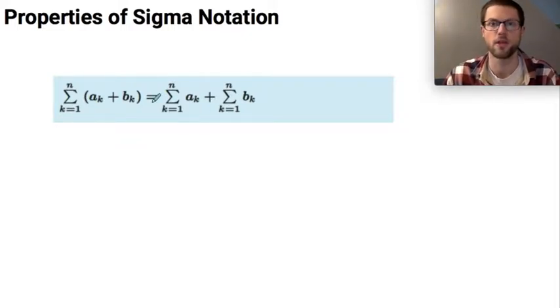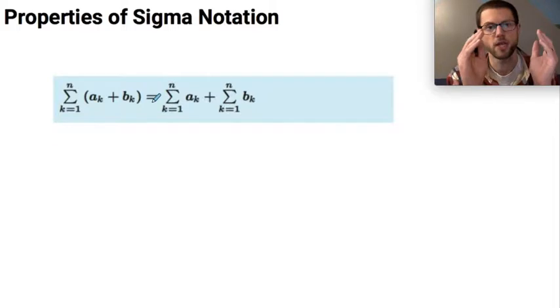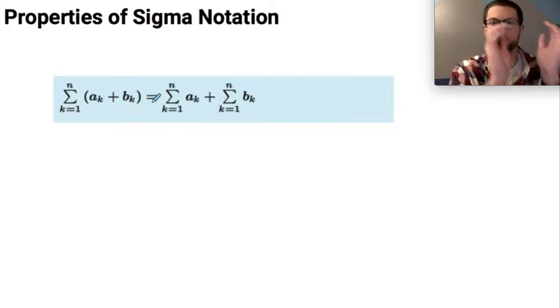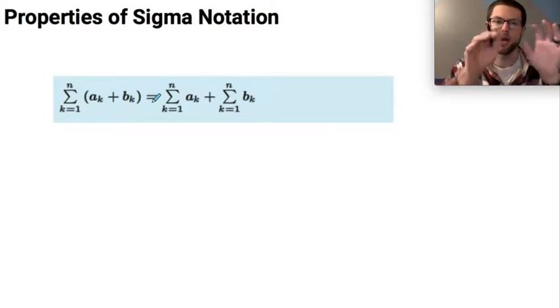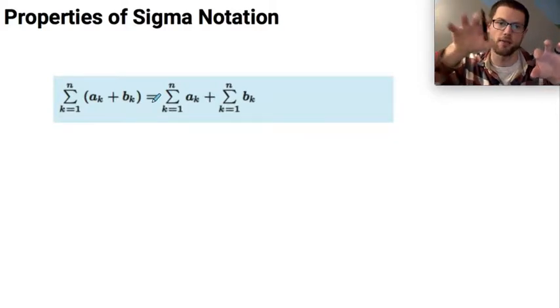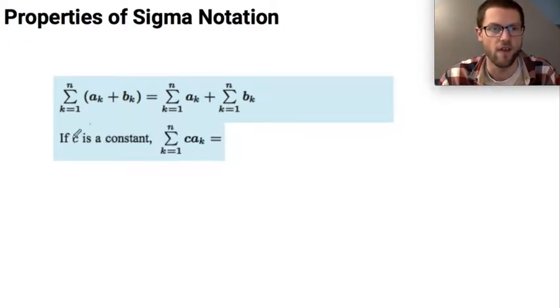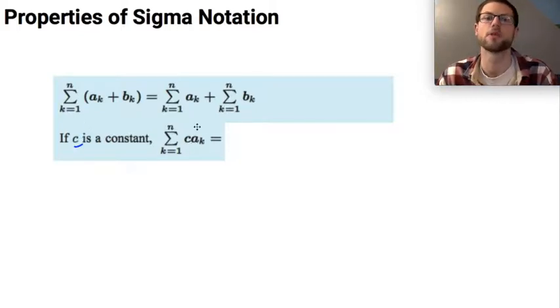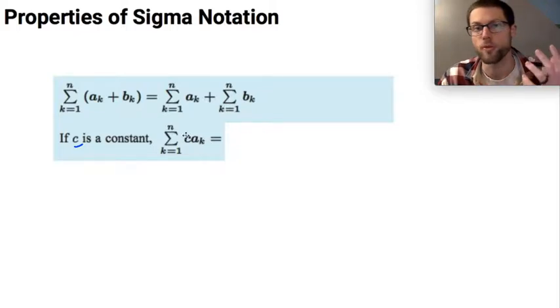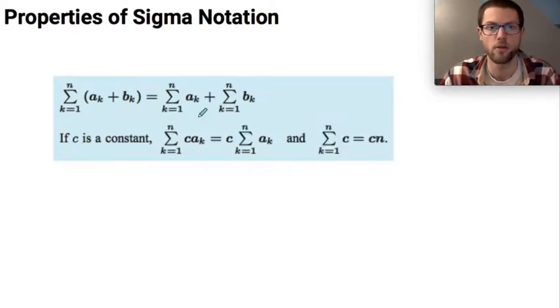And that should make sense. If I'm taking two certain things and I'm adding up all those terms over and over and over again, that's kind of the same thing as separating them out and adding these up and adding these up. Similarly, if I have some constant c and I'm multiplying that constant c times some term a sub k, I can almost factor out that c, and I can just multiply it by whatever that final summation is. And that should make sense as well too.